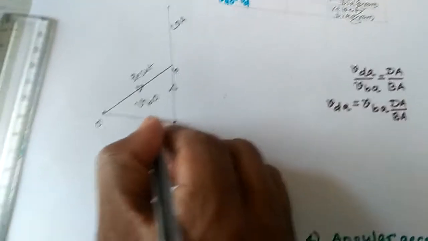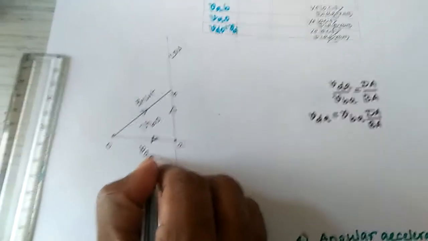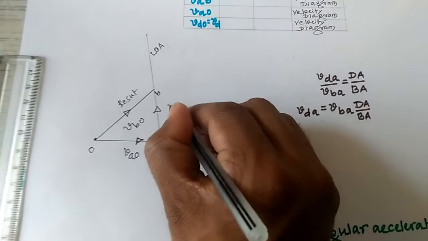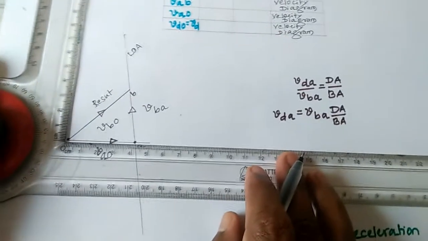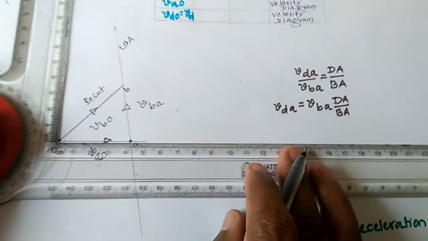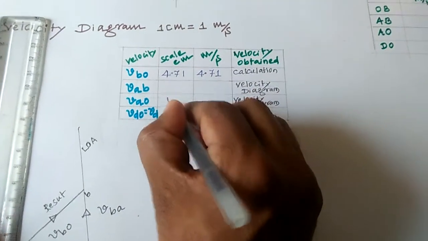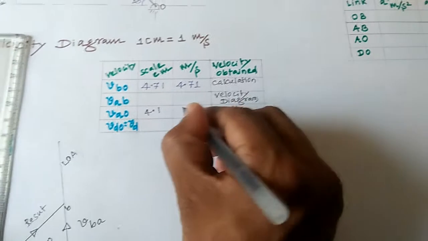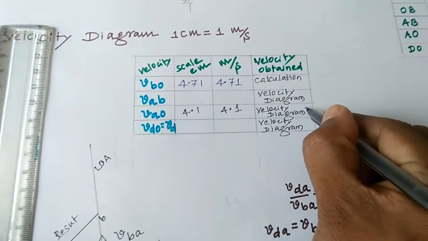Both are in the same direction. Then we can represent this as the velocity of A with respect to O, and this as the velocity of B with respect to A. Then you measure this link; it comes as 4.1 centimeter, which is 4.1 meter per second for the velocity of AO. You got it from the velocity diagram.